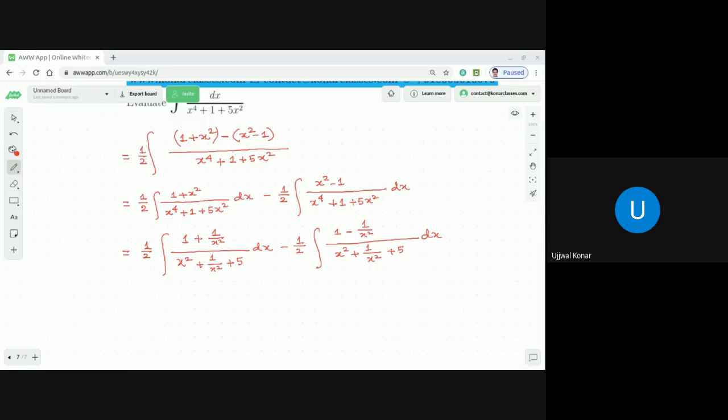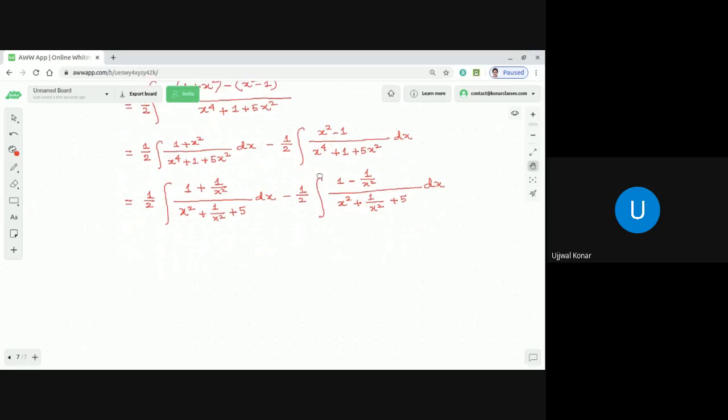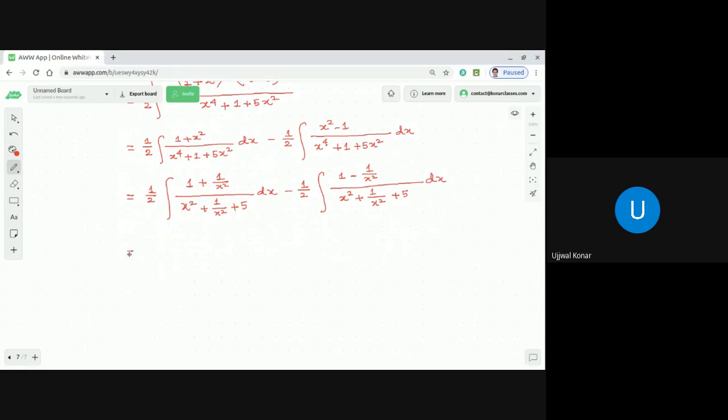So we get two separate integrations. One integration is the integration of 1 plus 1 by x square divided by x square plus 1 by x square plus 5 dx. Correct or not? What we are going to do is write these two as two separate integrations. So this is equal to 1 by 2 into I1 minus 1 by 2 into I2. Correct?